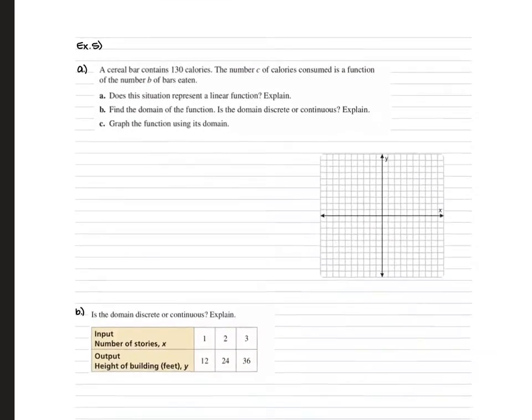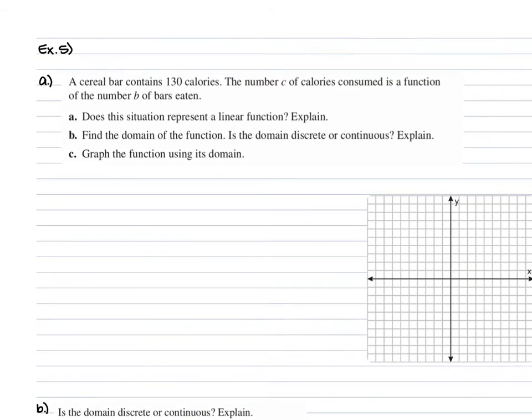If we look at our next example, it tells us that a cereal bar contains 130 calories. The number C of calories consumed is a function of the number B of bars eaten. Does the situation represent a linear function? Now, with this, it tells you that the bar contains 130 calories. C is the number of calories consumed as a function of the number B of bars eaten. Now, this represents a linear function, yes, because you can eat half a bar, 3/4 of a bar, 2/3 of a bar. It doesn't necessarily have to be just the whole thing.